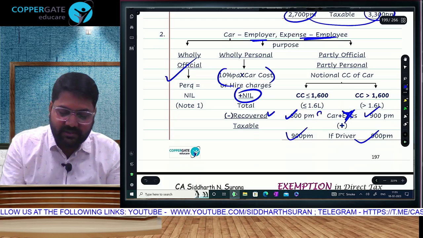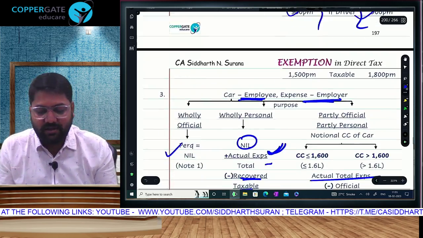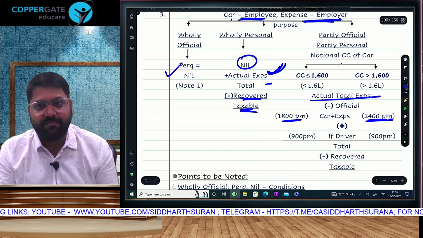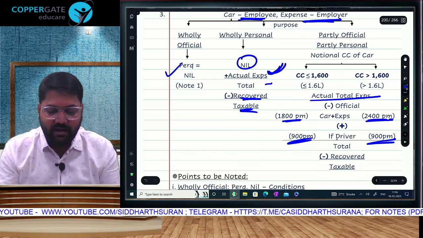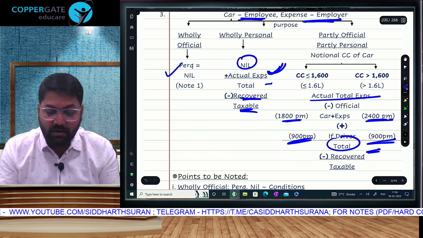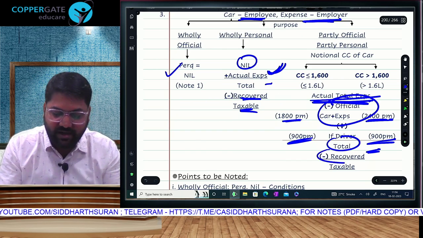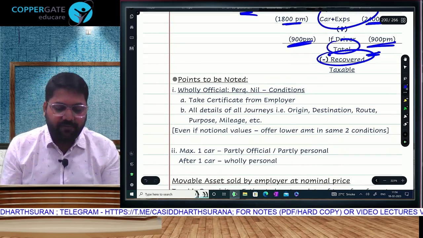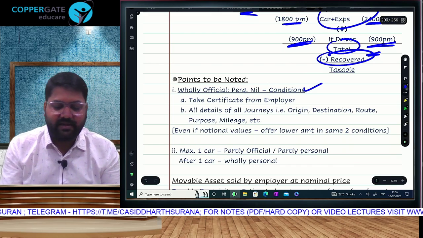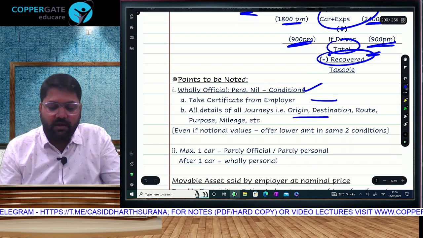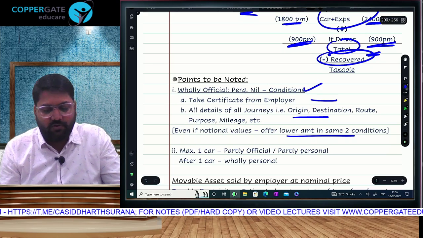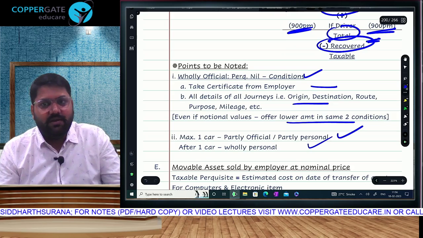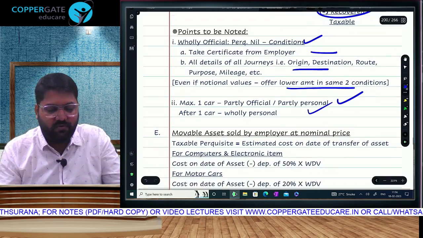Here the personal part was given on notional basis, but here the official is given on notional basis. For small car 1800, 2400 for big car, and for driver again 900, from this total we will subtract recovery. Look here we are taking actual and subtracting, no, so we are subtracting recovery. Here we are directly taking notional, so recovery will not be subtracted. If it is wholly official, perquisite we have taken nil, but there is condition, certificate from employer and all details have to be maintained. And notional values may be, if you want to offer a lower amount, same condition. You can take maximum one car in partly, more than one car like SOP. You have only two. Here also more than one car will go in wholly personal.